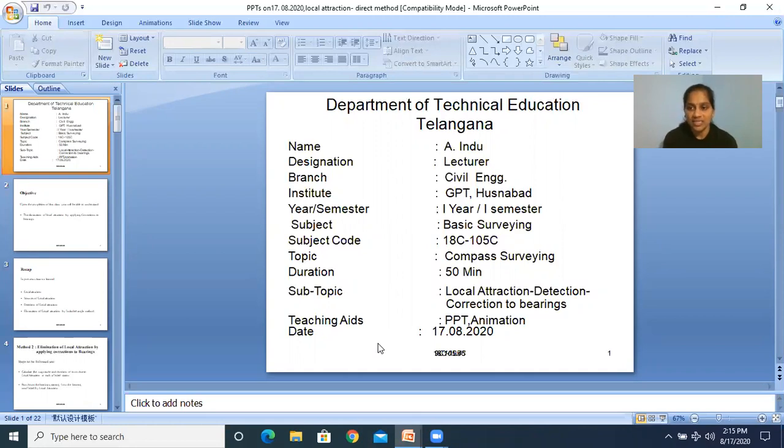In the last class we also discussed the methods of correcting local attraction. There are two methods to correct the bearings of the locally attracted, that is, the uncorrected bearings. The first one is the included angle method, which we learned in the last class. Today we will learn the second method, the direct method. By using the direct method, how can we correct the incorrect bearings? Today we will see.